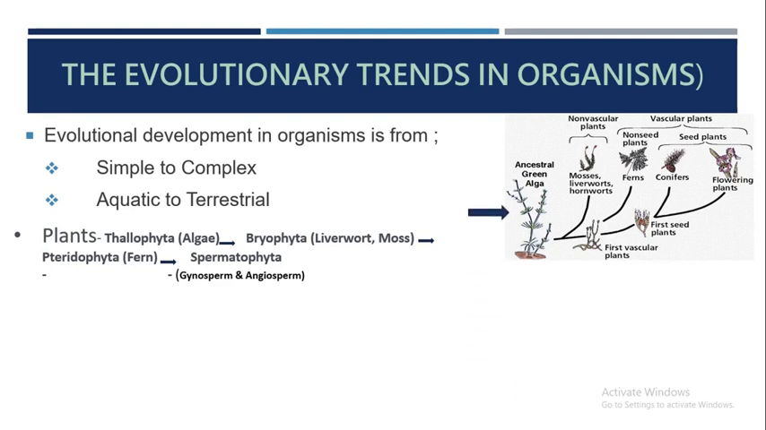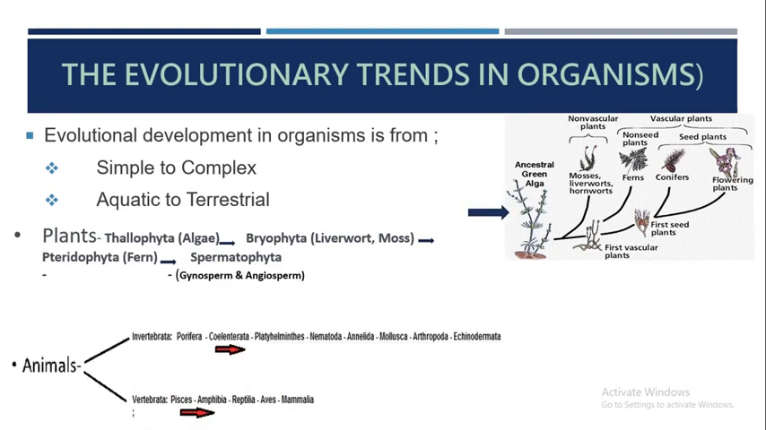Looking at the evolutionary trends in animals, animals are a little bit more complex. They are divided into two: the invertebrata and the vertebrata. Invertebrata are those without backbones, while the vertebrata are the ones with backbones. I know you know this already. Now, looking at their evolutionary trends, we have the porifera evolving to the coelenterata, to the platyhelminthes, nematoda, annelida, mollusca, arthropoda, echinodermata, and so on.